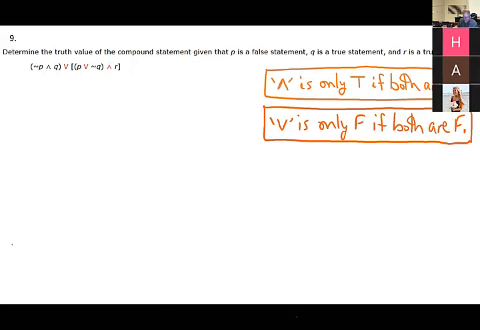So I just went ahead and wrote the memory aids out. And is only true if they're both true. Or is only false if both are false. Everything in that problem is either an and or an or.